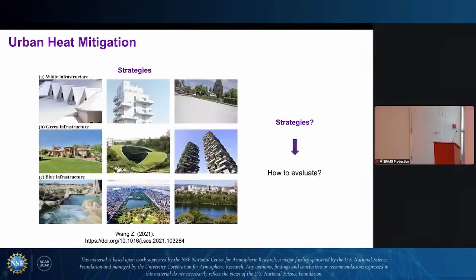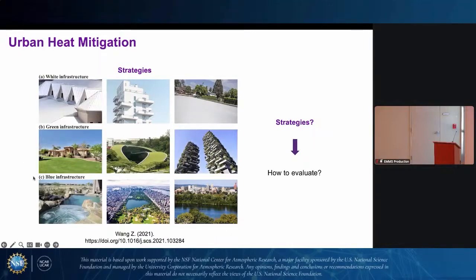With such overheating, we have developed many urban heat mitigation strategies. For example, white infrastructures: we can increase the albedo of the roof to reflect more solar radiation, and we can also increase the wall and road albedo, so that we can cool the cities with these white infrastructures. We can also use green infrastructures. For example, we can plant trees and grass and create greening areas like parks in the urban areas so that we can control the heat.